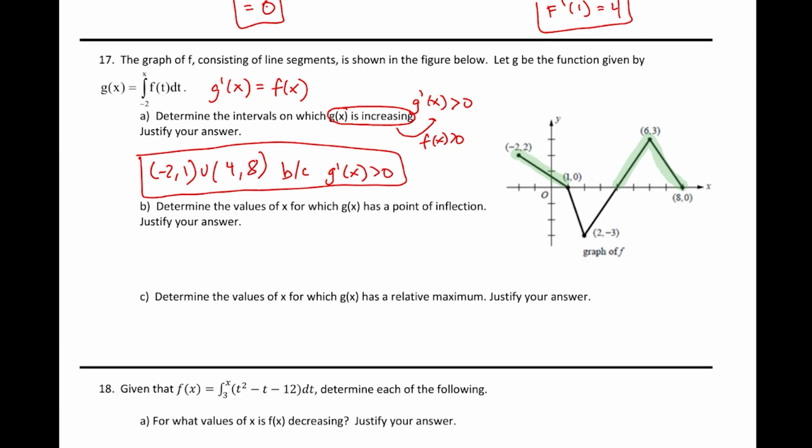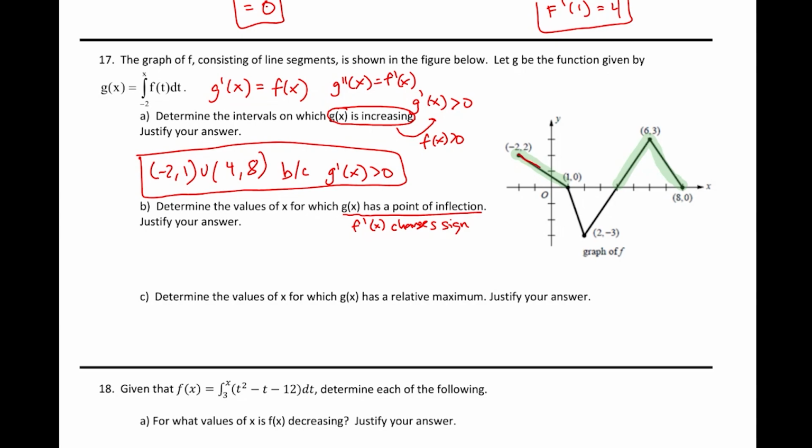Part B says, determine the values for x for which g has a point of inflection. Okay, in order for g to have a point of inflection, the second derivative must change sign. So if g prime is f of x, then g double prime is f prime. So if we're looking for a point of inflection, which is where, in this case, f prime changes sign, we're looking for where the slope changes sign.